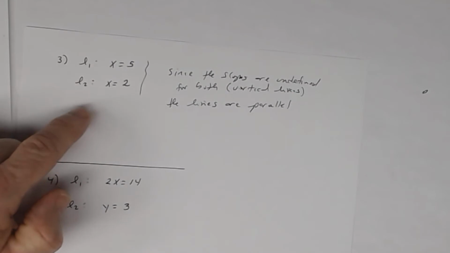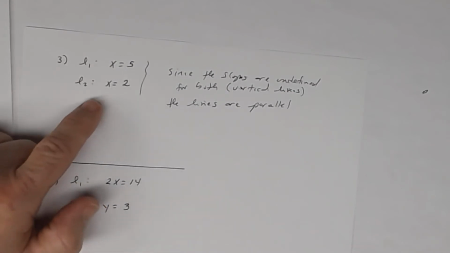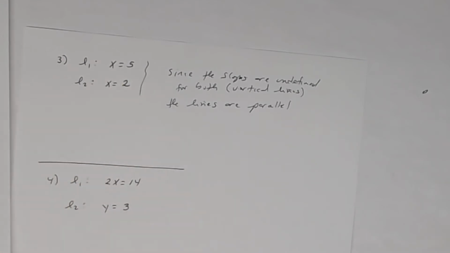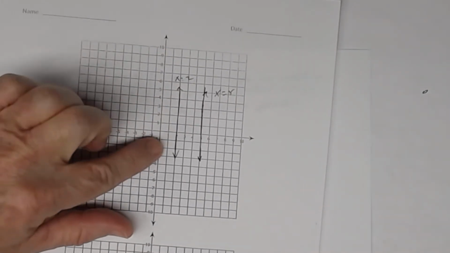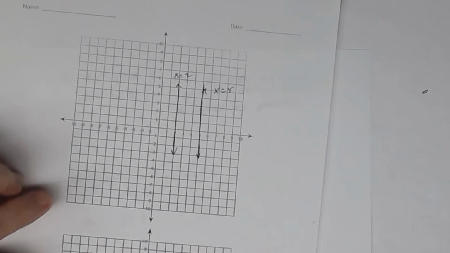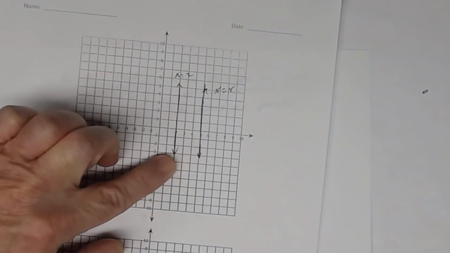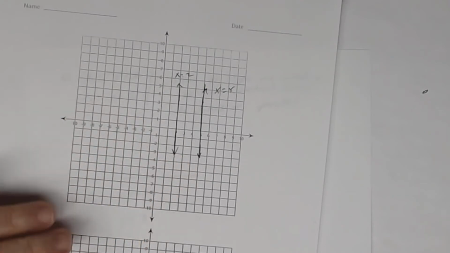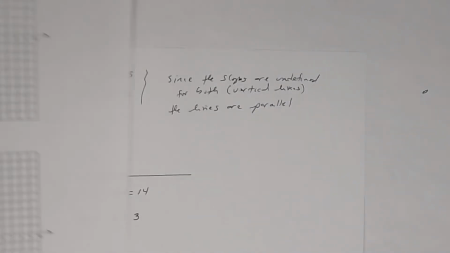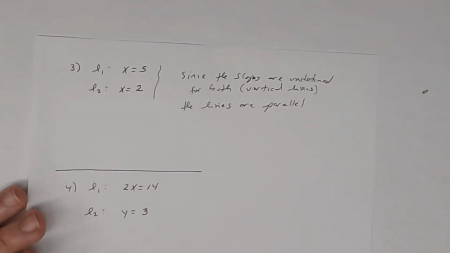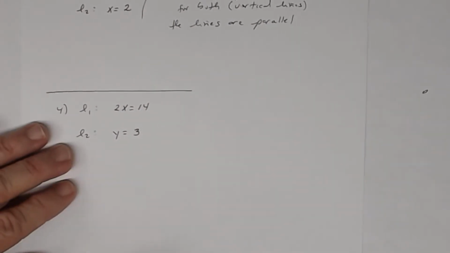Okay, you could not use slope here. But we do know that those lines are vertical lines. There is no slope. So those lines are vertical lines, and we can see that those vertical lines are parallel to each other. Okay? So since they're vertical lines, they are parallel. All right. Now, number 4.